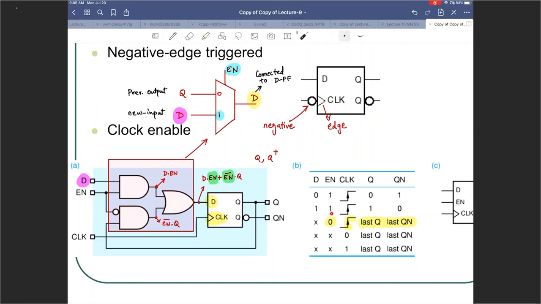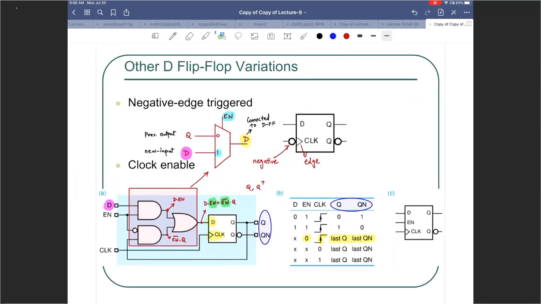So when enable is 1, whatever you give as the new input, that's what your new output will be, only after the positive edge of the clock. So we are essentially saying that I will take the output and feed it back into the design using a 2:1 mux, and only when enable is active, only then I will allow the output to change. So that's a clock enable.